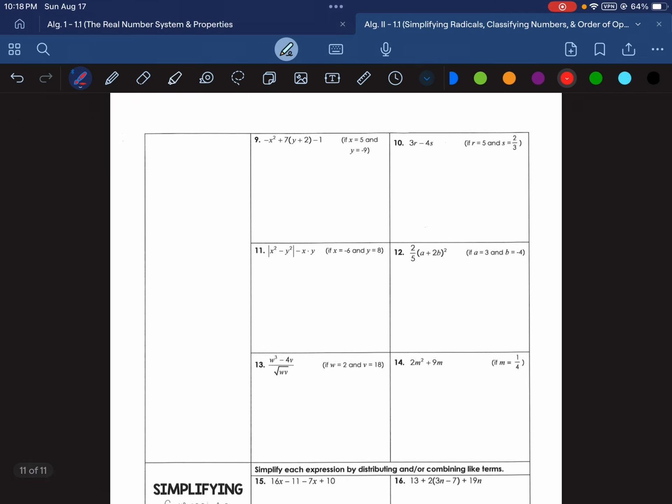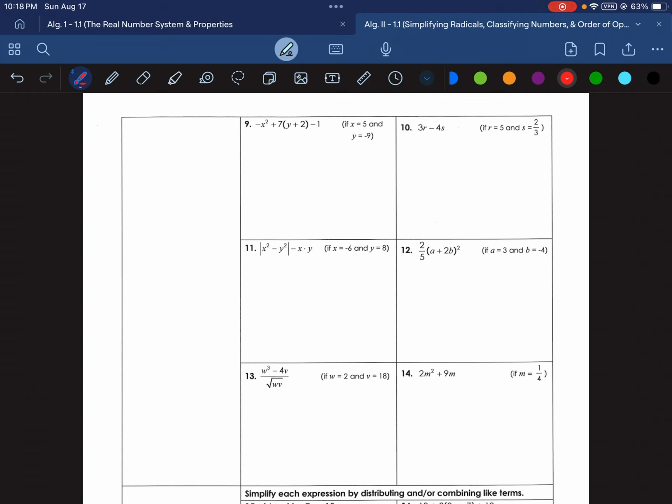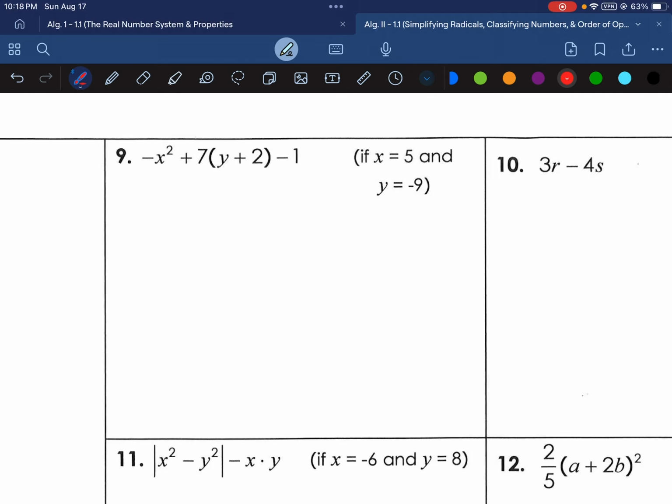Now on to our very last page of notes for this section. Woohoo, we're getting near the end. We have a lot more of these problems, which once again, if you haven't already been, I would encourage you to pause the video to work on them and then resume the video. So number 9 here, substituting in x is 5 and y is negative 9 yields this.